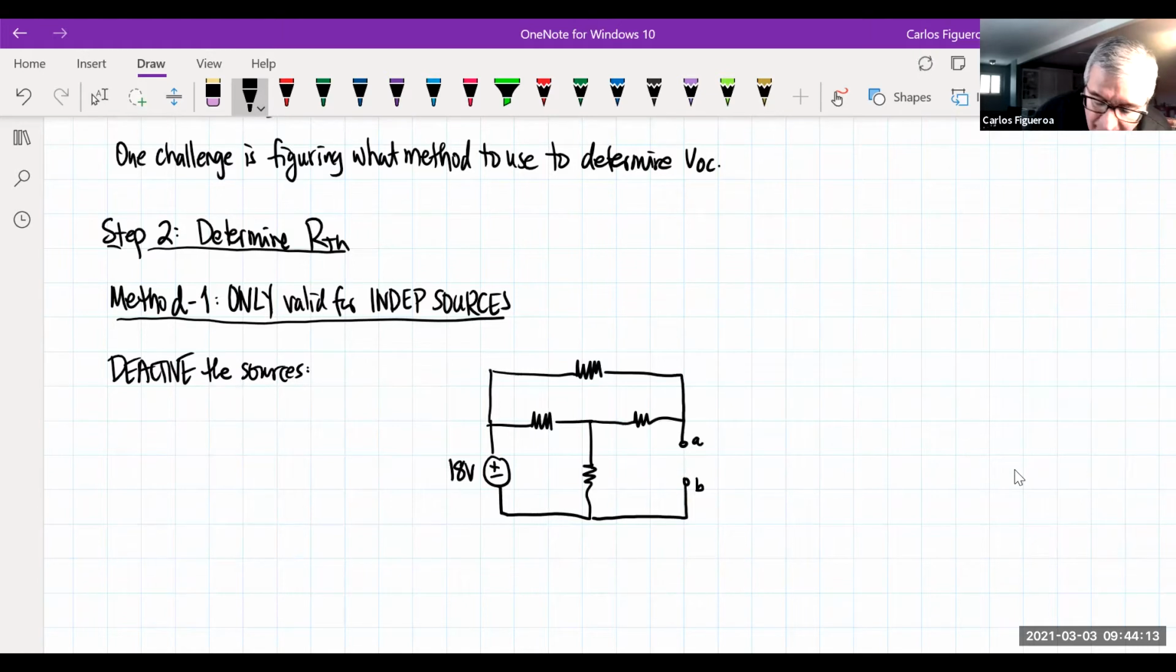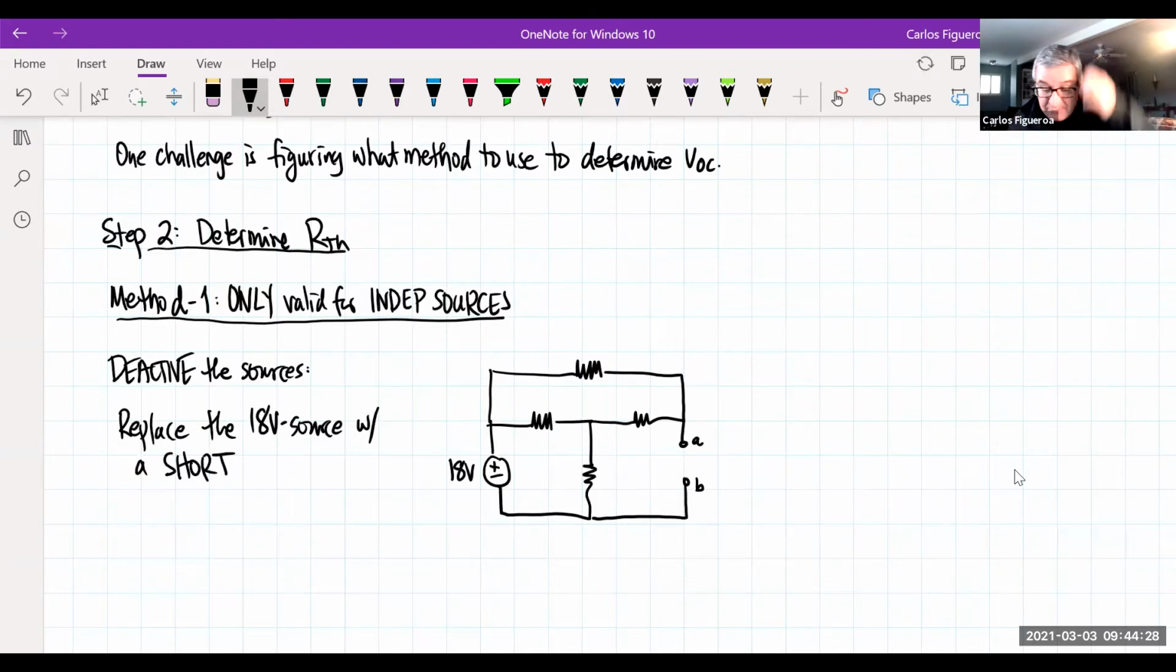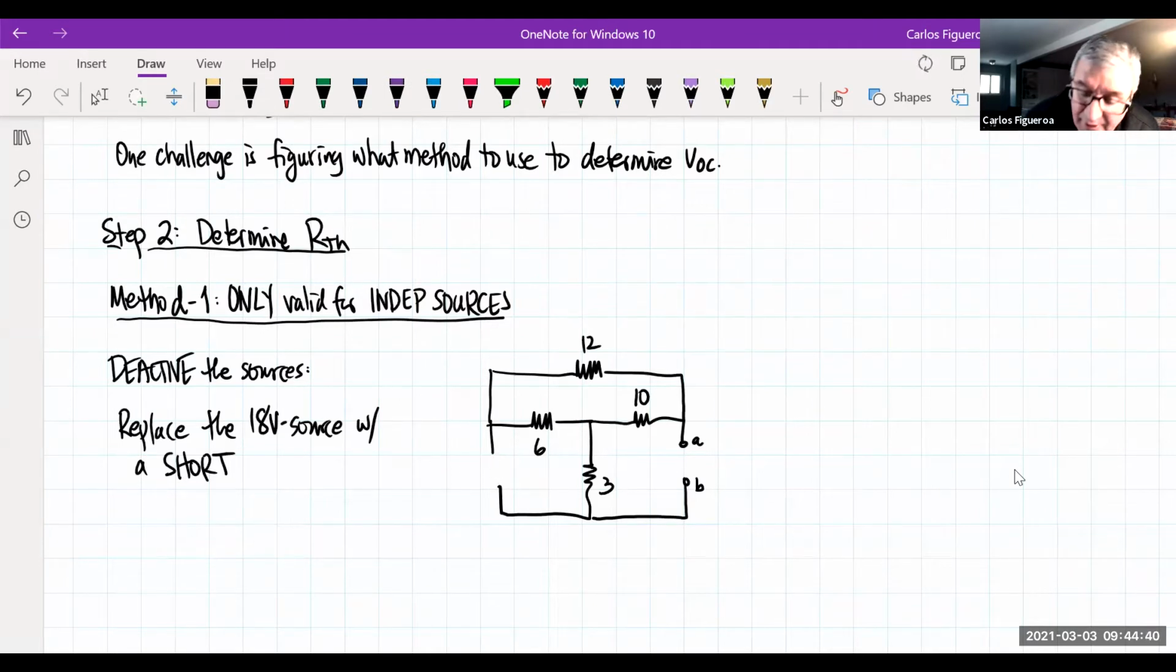So in this case, that means I replace the 18 volt with a short. I'm literally going to come in here and replace this guy with the short. I'm going to take out that 18 volt and literally put a short right here. So what does this mean when you have a short there?